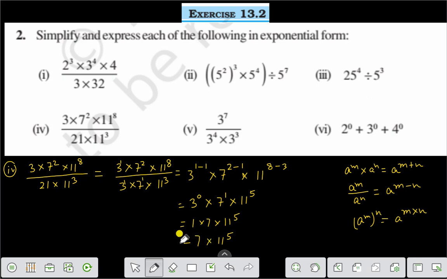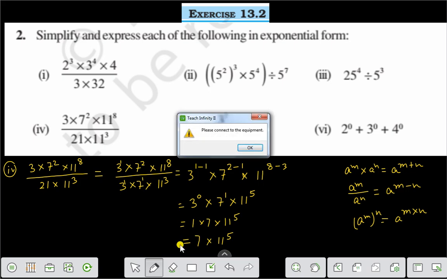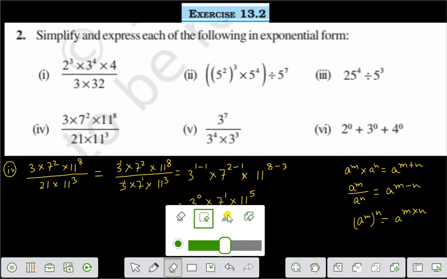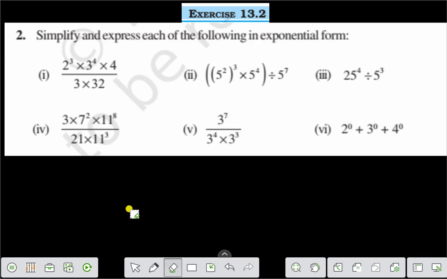Now we'll solve question number 5. Question number 5 here you see is 3 to the power 7 divided by 3 to the power 4 into 3 to the power 3, right? Let us solve question number 5. Question number 5 is 3 to the power 7 divided by 3 to the power 4 into 3 to the power 3.